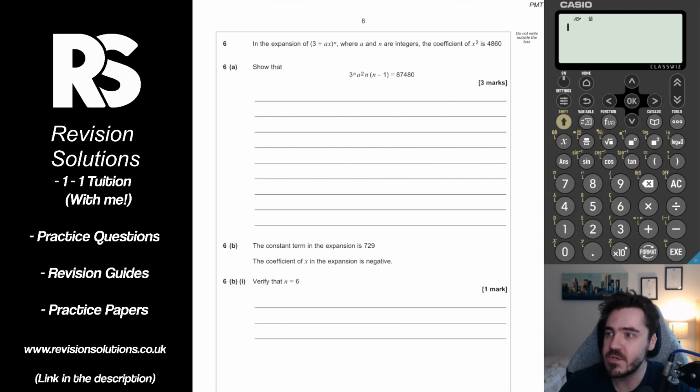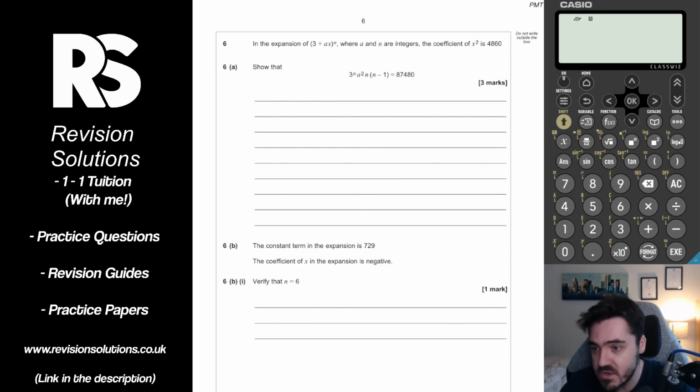Okay, moving on to question 6, it says, in the expansion of 3 plus ax to the n, where a and n are integers, the coefficient of x squared is 4,860. Show that 3 to the n a squared times n minus 1 equals 87,480. Okay, well, the information we've got is about the coefficient of x squared. So if we're going to do that, we're going to write out the coefficient of x squared that we would get from this.